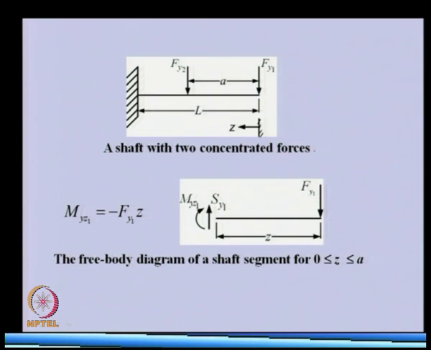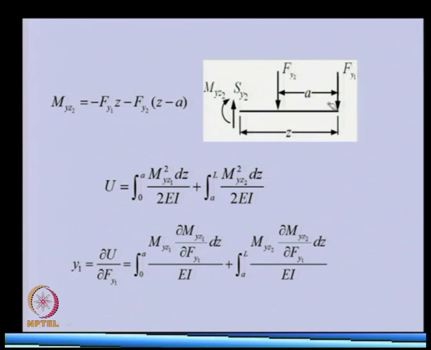First, we obtain the strain energy, and for that we obtain the bending moment. For the first segment from 0 to A, this is the free body diagram, this is the bending moment and shear force. If we take the balance, this is the bending moment for the first shaft segment. Similarly, we can get it for the second. In this particular case, Z varies from 0 to A for the first segment, and from A to L for the second.